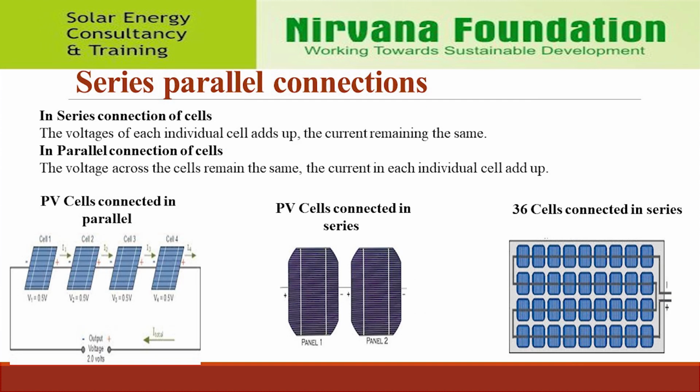Series parallel connections. In series connection of cells, the voltages of each individual cell adds up, the current remaining the same. You connect solar panels in series when you want to get a higher voltage. In parallel connection of cells, the voltage across the cells remains the same, the current in each individual cell adds up. You connect solar panels in parallel to get higher current. When designing your solar system, a critical balance of voltage and amperage needs to be achieved for it to perform at its best. This is where mixing parallel circuits with series circuits is beneficial.